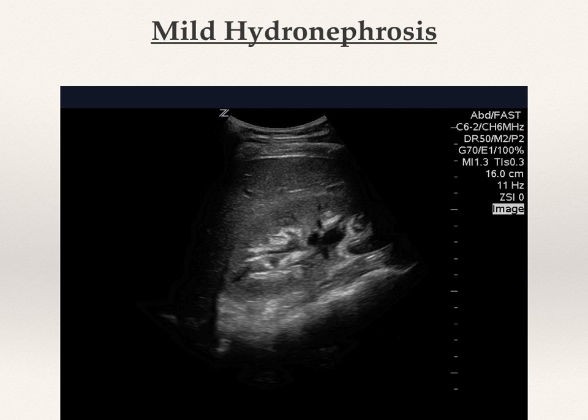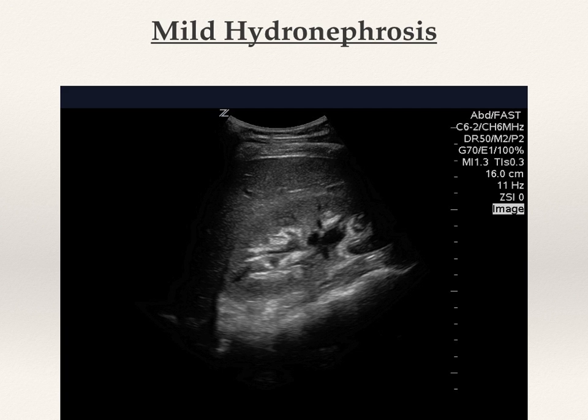Depending on which textbook you read, there's a grading system for mild, moderate, and severe hydronephrosis, and everybody has a little bit of a different take, so I'm not going to be offended if you read something else and it says something a little different. And even when I talk to the radiologist, part of it is subjective.